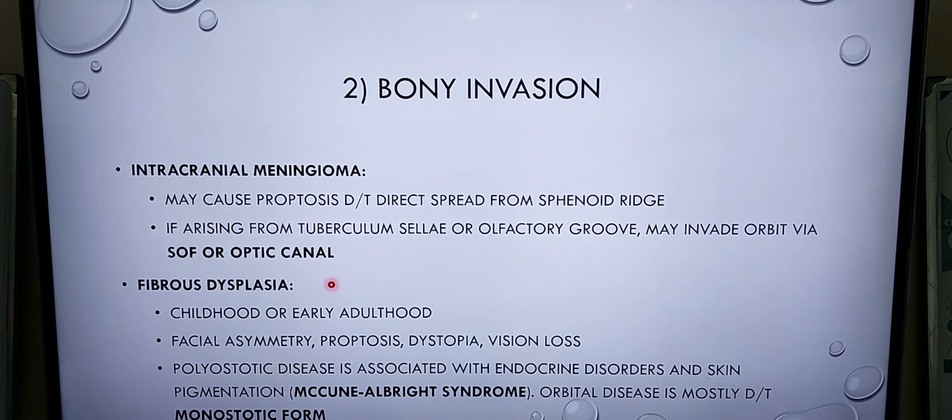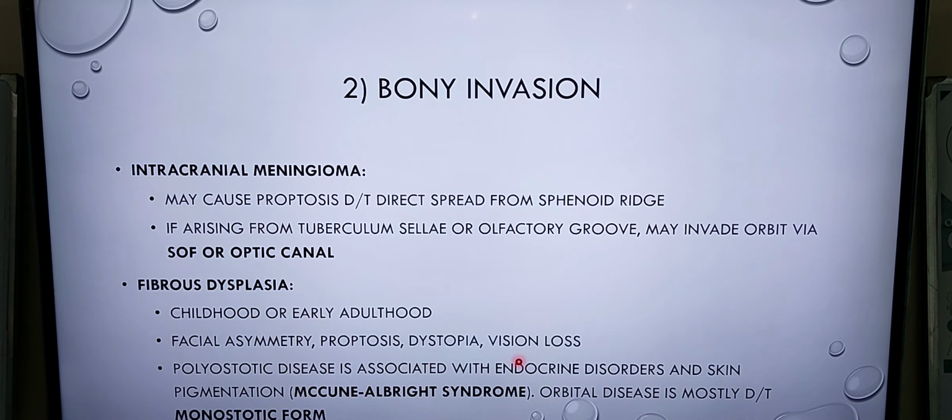Fibrous dysplasia. Fibrous dysplasia is basically a condition in which the bone is replaced by fibrous tissue. So the effect of the fibrous tissue is like a mass. Fibrous dysplasia is found in childhood or early adulthood usually. There is facial asymmetry, proptosis, dystopia, and vision loss.